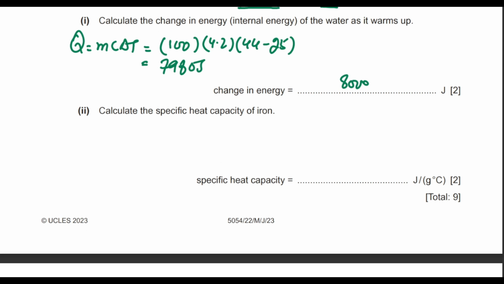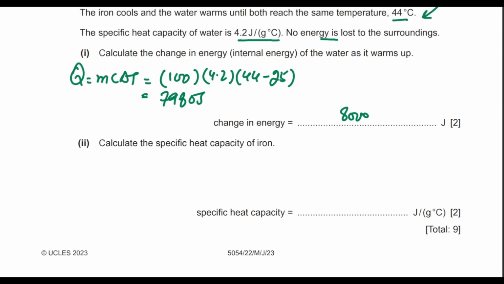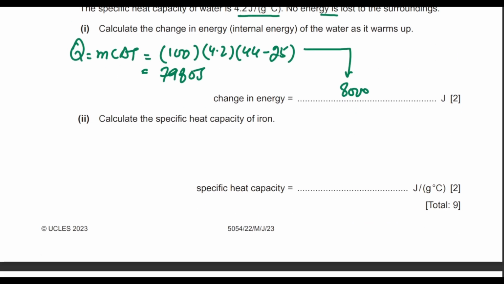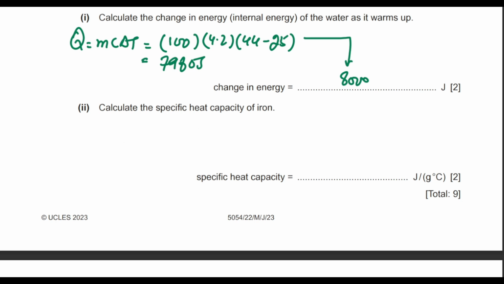Calculate the specific heat capacity of the iron. So this is the energy that was absorbed by water. You see, water was at 25, but today it is at 44. Which substance was responsible for increasing the temperature from 25 to 44? It was the piece of iron which was at 100 degrees centigrade, which was placed in the water. So the energy that it brought in was 8,000, right?